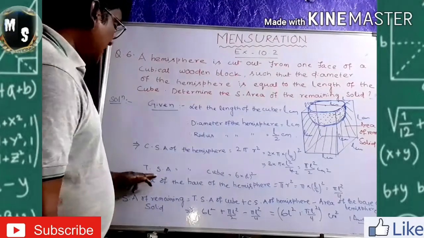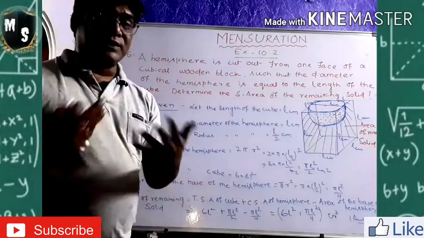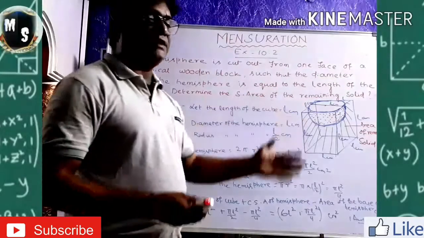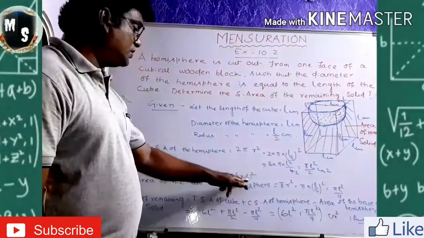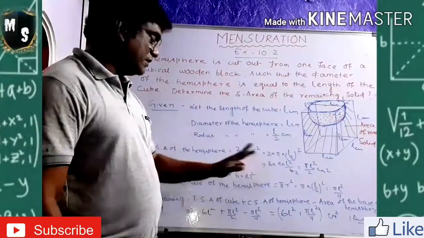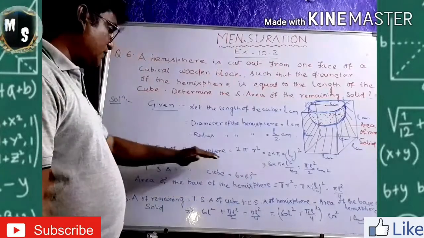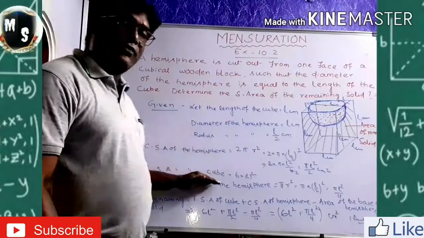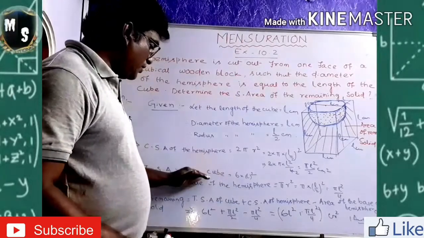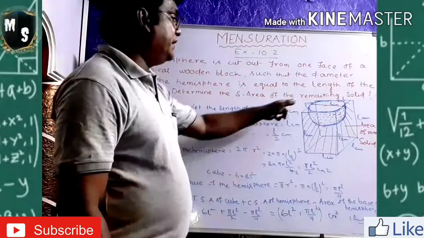So now you see, what is the TSA of the cube? What is the total surface area? Total surface area of the cube is 6 into the side square. What is the side? L, so 6 L square. Now we got the CSA of the hemisphere. We got the TSA of the cube. So these two we got. Then what do we have to get? The area of the base.